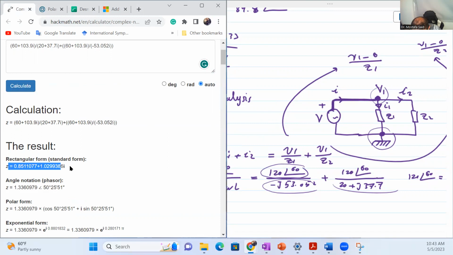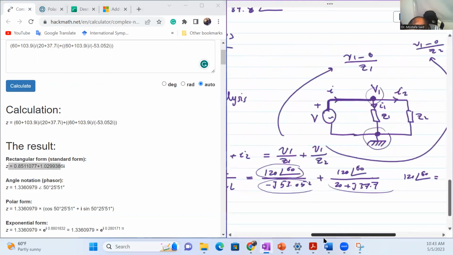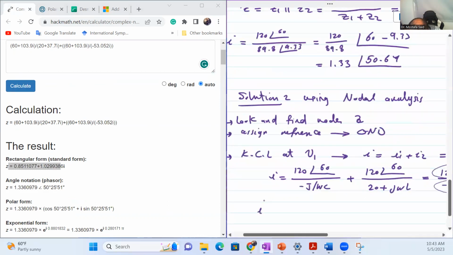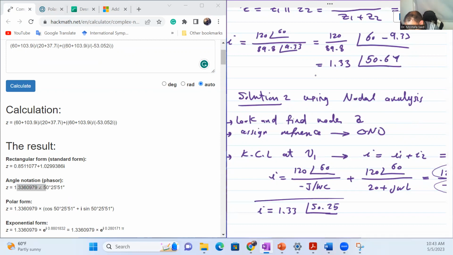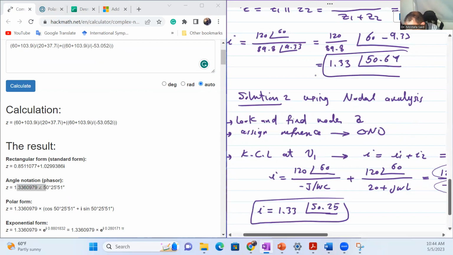Okay, the result, which is I, equals, we're going to go with the polar form like what we did in the first one, 1.33 angle 50.25. Let's look: 1.33, 1.33, 50.67, 50.25. Not bad at all.